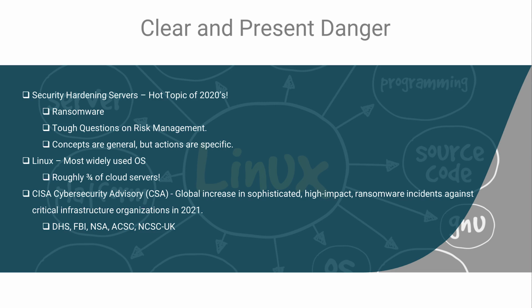Now, as I was developing this course, the U.S. Cybersecurity and Infrastructure Security Agency, CISA, the FBI, the NSA, the Australian Cybersecurity Centre, the UK's National Cybersecurity Centre, all released a joint cybersecurity advisory highlighting a global increase in sophisticated, high-impact ransomware incidents against critical infrastructure organizations in 2021. The need to understand this topic is clear and highly important for all organizations. I like to tell my customers that they are all critical infrastructure because they wouldn't be there if they weren't.